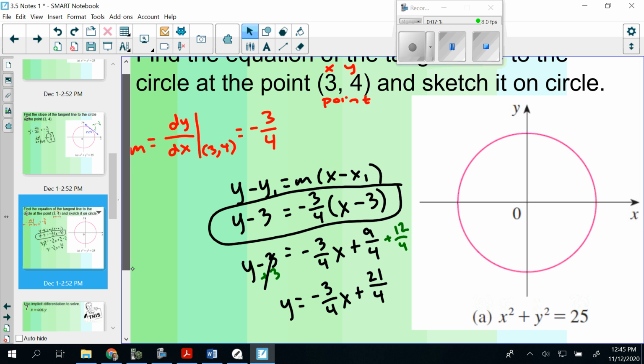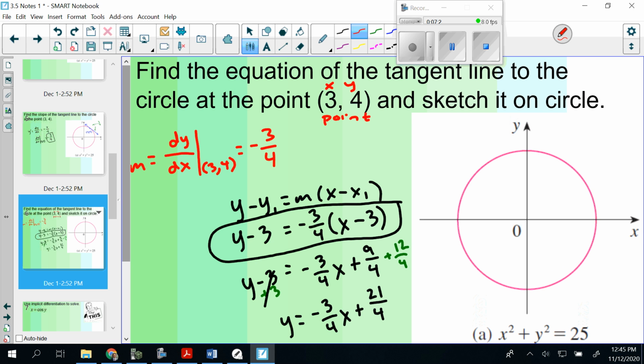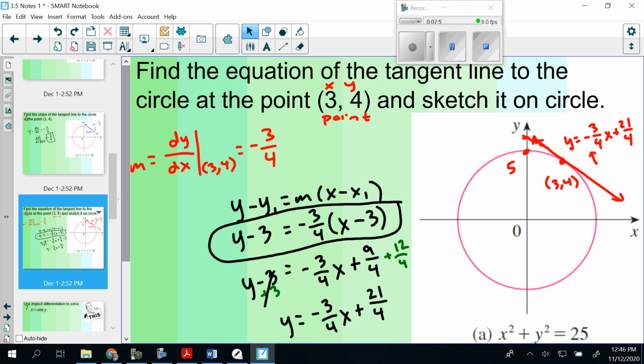So if we sketch this out now, let's see if it makes sense. We're going to sketch that tangent line again. We estimated (3, 4) to be about there. Our tangent line is that line that skims the circle, and the equation of that was y equals negative 3/4 x plus 21/4, and 21/4 is like 5 1/4. Remember, this point, because the radius was 5, is 5. So that does look like it should hit the y-axis just over 5 there, and it does have a negative slope, and yeah, that would be the equation there. So that's the process of doing implicit differentiation.